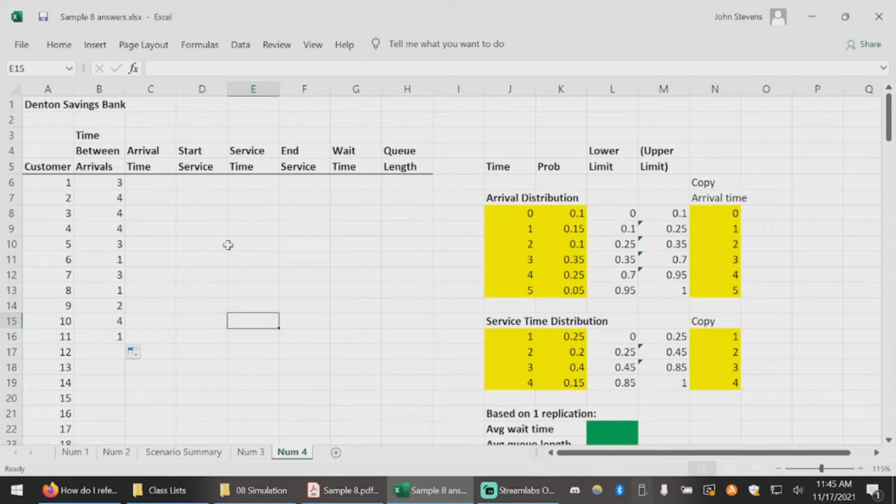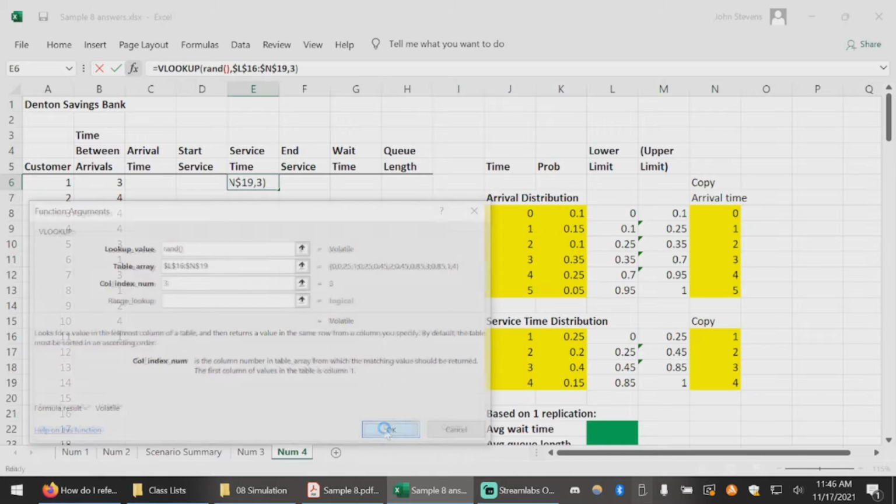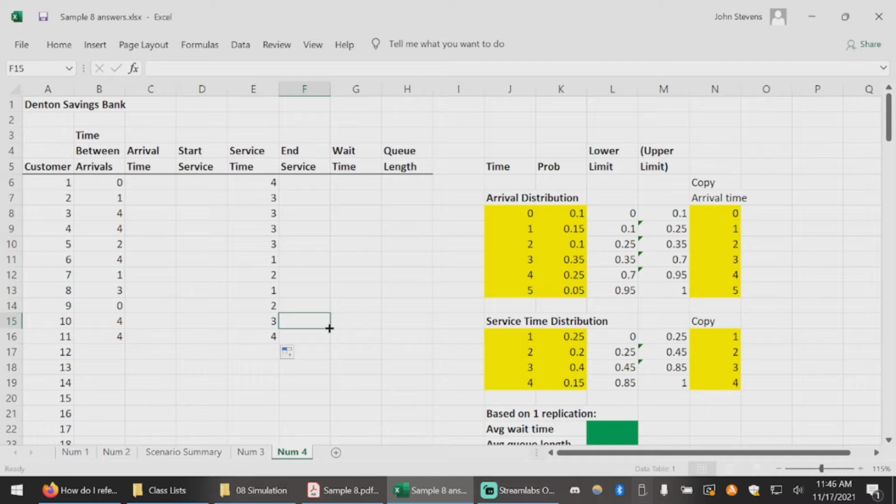Beautiful. We're also going to generate service times in exactly the same way, so we might as well do that now. VLOOKUP, I'm going to use a random number, and I'm going to look up in the corresponding table. I remember to fix it this time. I'll look forward to column 3, copy that down, test it. Looks pretty good to me.